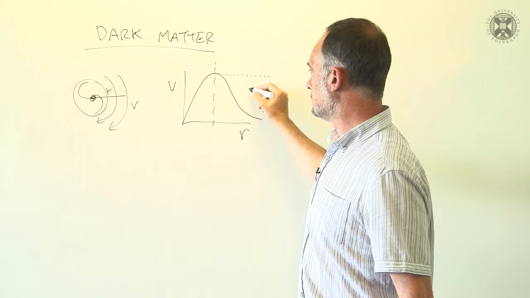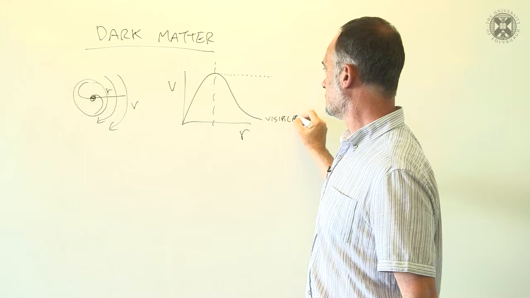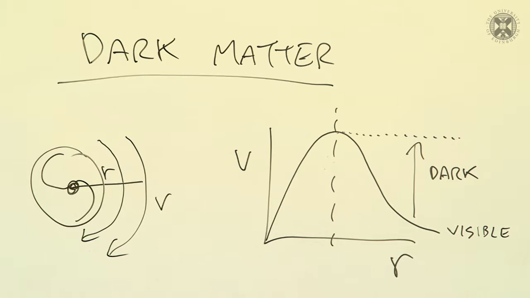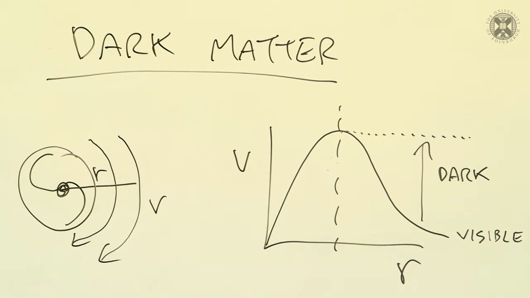So this is the visible matter. And so the difference is dark. So apparently the outskirts of galaxies are dominated by dark matter. And that's one of the most direct pieces of evidence that we have for its existence. If the structure in the galaxy distribution grew over time under the action of gravity, we should be able to see that. And this is possible using the microwave background.